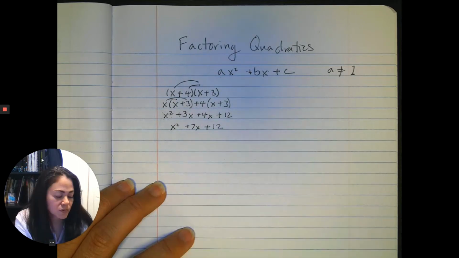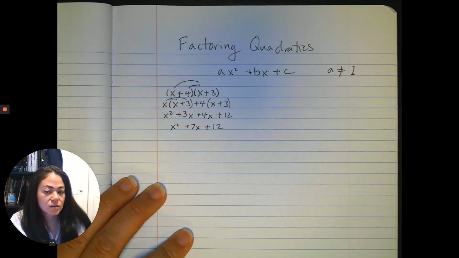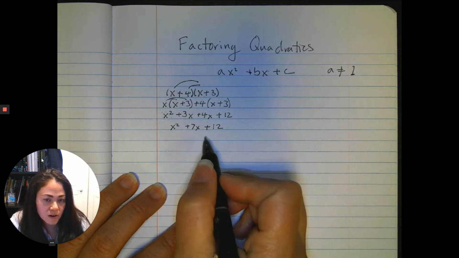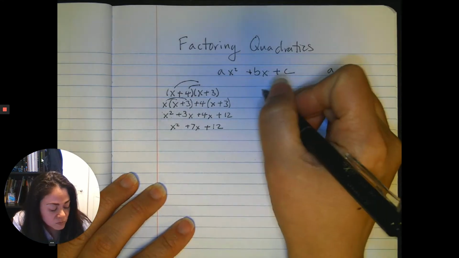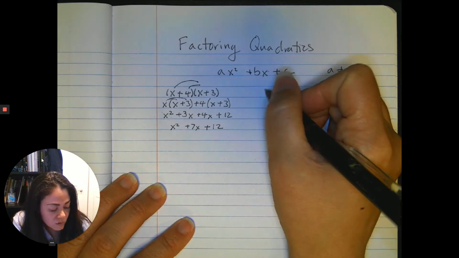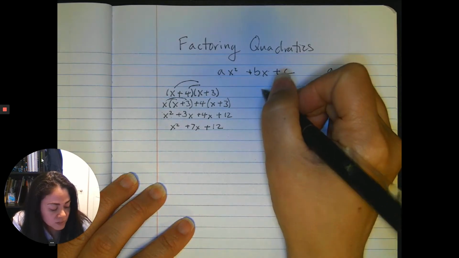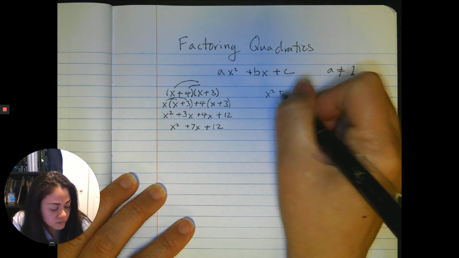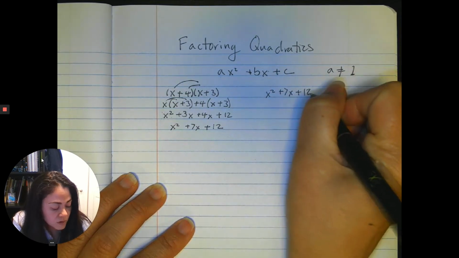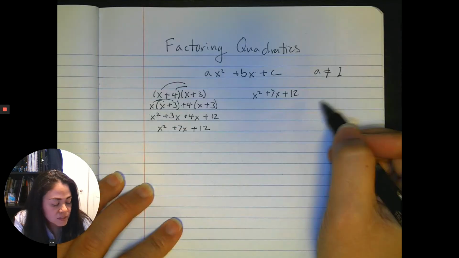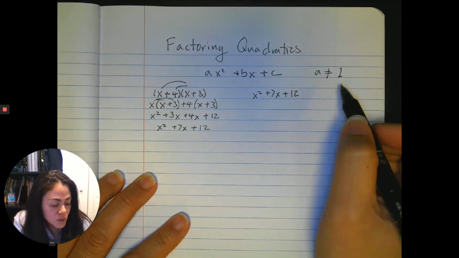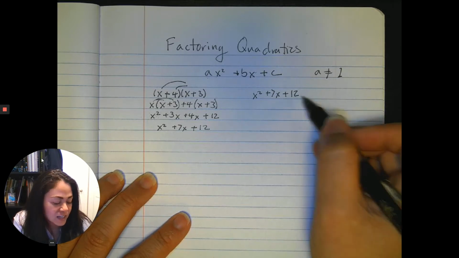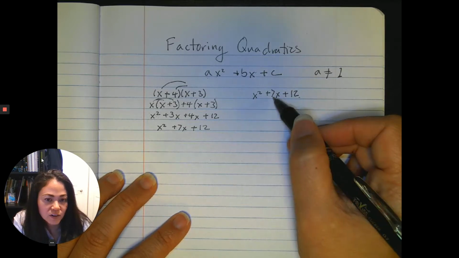Okay, so now we're going to factor this resulting quadratic. I'm going to write it over here, and then we can see exactly how we'll do it in a way that's opposite of what we did here. So I'm going to start with x squared plus 7x plus 12. I'm going to ask myself, just like we did before, what two numbers multiply together to get 12, but add together to get 7.